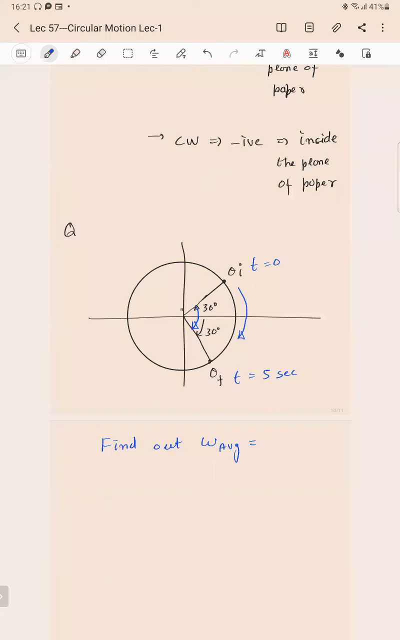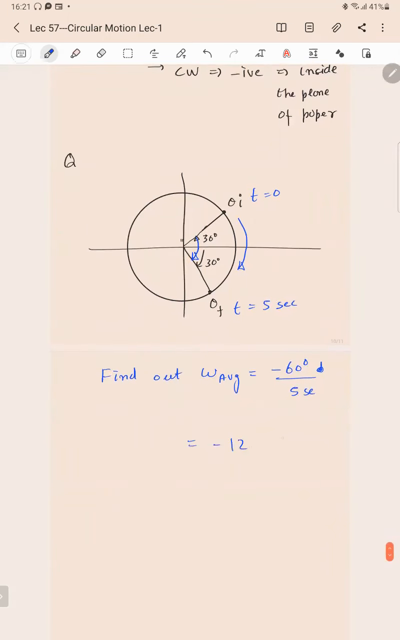Are you doing it? Have you sent me? You can tell me the answer here itself. Are you listening to me? Yes, sir. Can you tell me the answer here itself? Sir, minus 60. Perfect. No, but minus 60 is the angular displacement, no? Divided by time will also come. Minus 60 degree, and it is 5 seconds. So the answer comes out to be minus 12 degree per second.